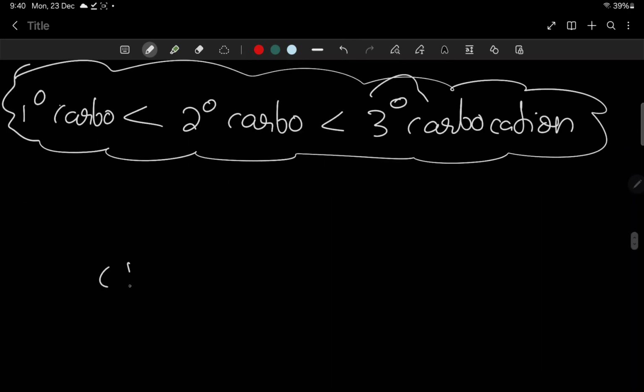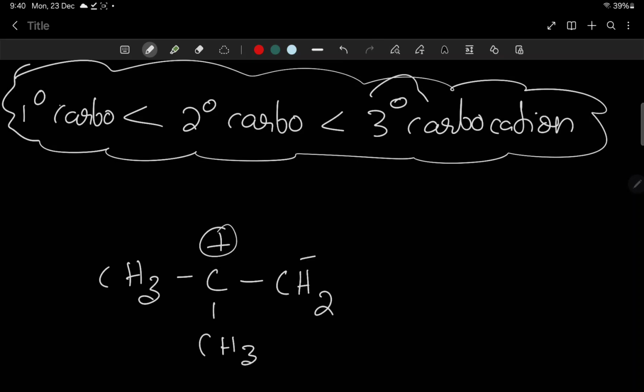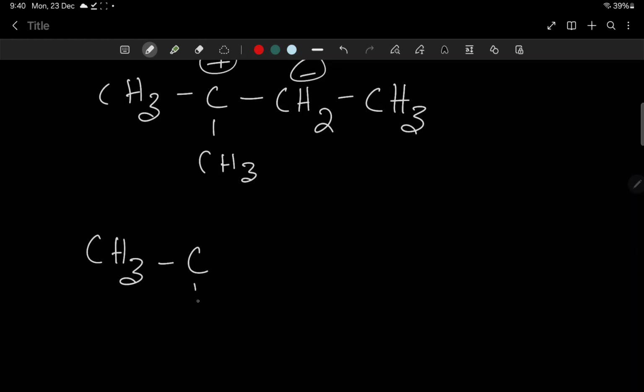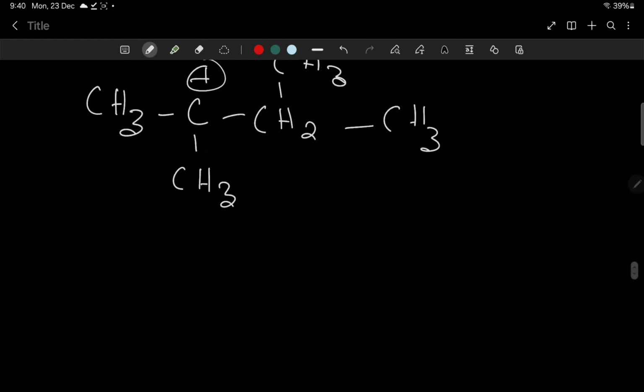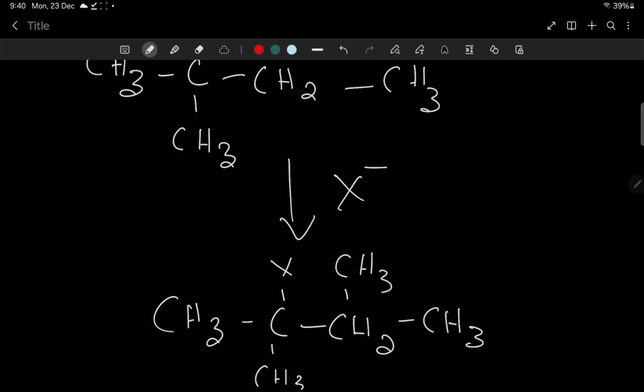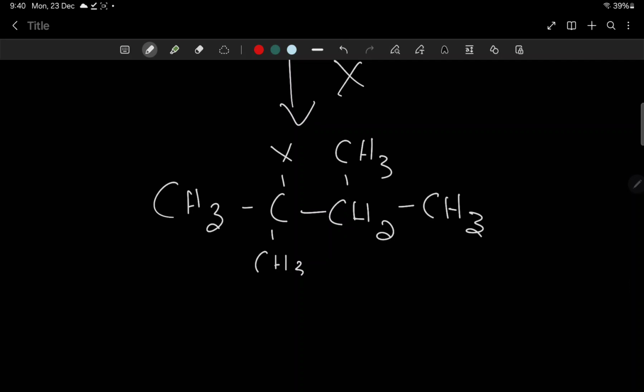So what happens here is that the CH3 group, which was removed, still carries the charge, and it comes and joins here. So a rearrangement, a methyl shift, happened here. We get a structure like this, with the plus charge here. Now X minus will come and join, and the compound will be CH2CH3, CH3. So this is the basics of this reaction.